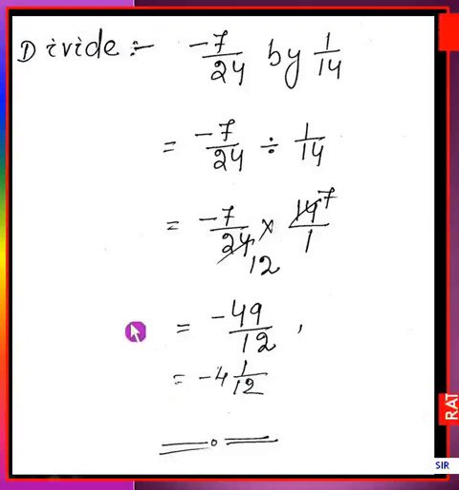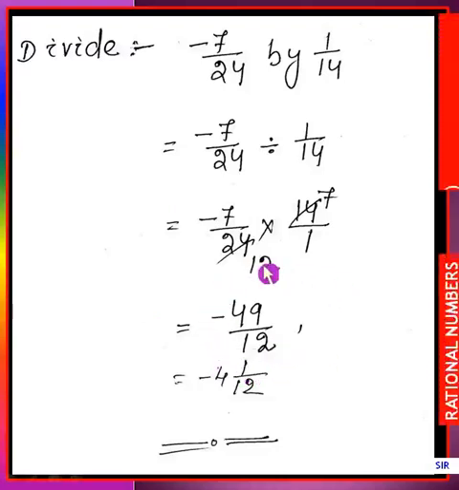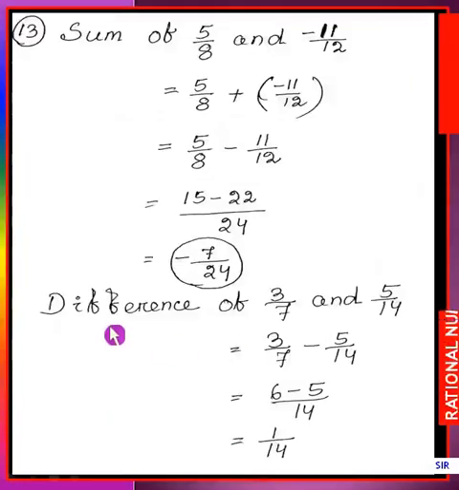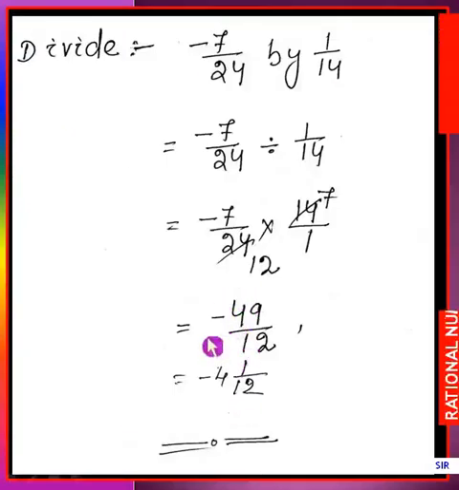Children, here I can tell you that we got the answer minus 49 by 12. This answer can also be only 49 by 12. Why and how? If you look at the difference of this one and this one, somebody may write 3 by 7 minus 5 by 14. If somebody writes 5 by 14 divided by 3 by 7, in that case, if you take it so, the answer will come only plus 49 by 12.